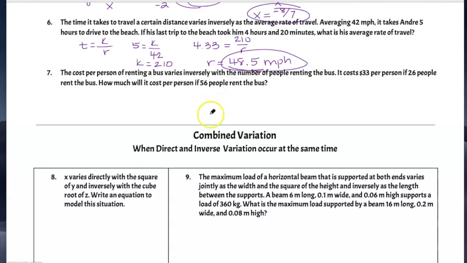In the next example, we see that the cost per person of renting a bus varies inversely. So the cost is going to vary inversely, so that's the division, with the number of people renting the bus. It costs $33 if 26 people rent the bus. So 33 for the cost, 26 for n. We multiply both sides of that equation by 26, which means that k is going to equal 858. The question says, how much will it cost per person if 56 people rent the bus? So cost is equal to 858, because we're going to plug that in for k. We have 56 people that will be attending, so our cost per person when we divide 858 by 56 is $15.32.